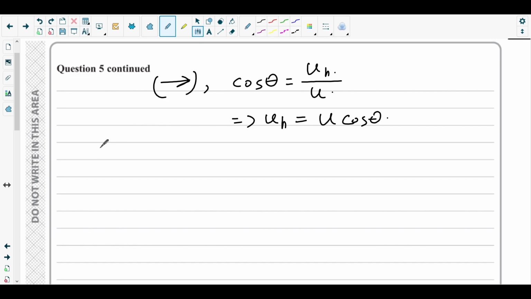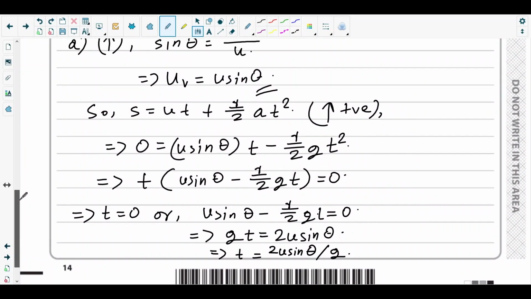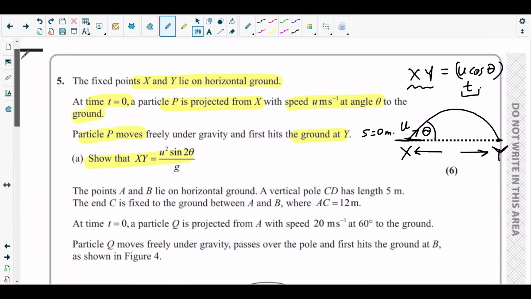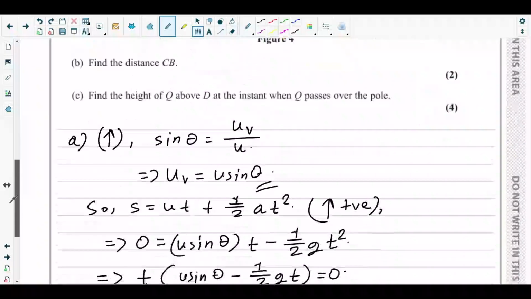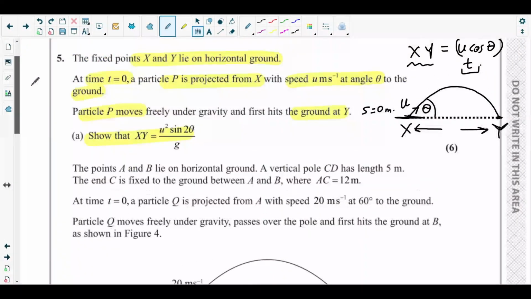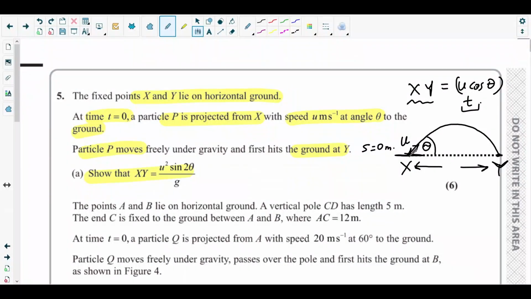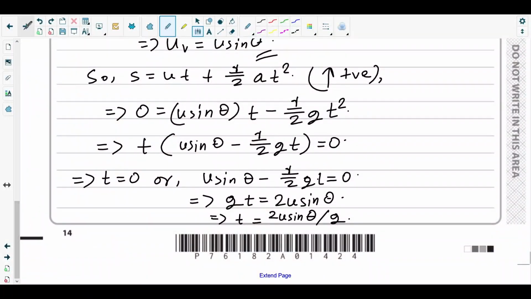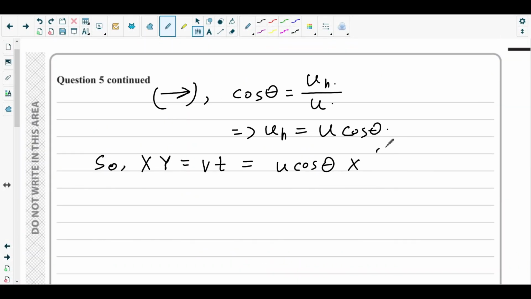So xy, the distance between x and y, equals vt. v will be the horizontal component of initial velocity, u cos theta, times the total journey time. The total journey time is 2u sin theta over g, because this is the time required for the particle to move from x to y. So u cos theta times 2u sin theta over g.